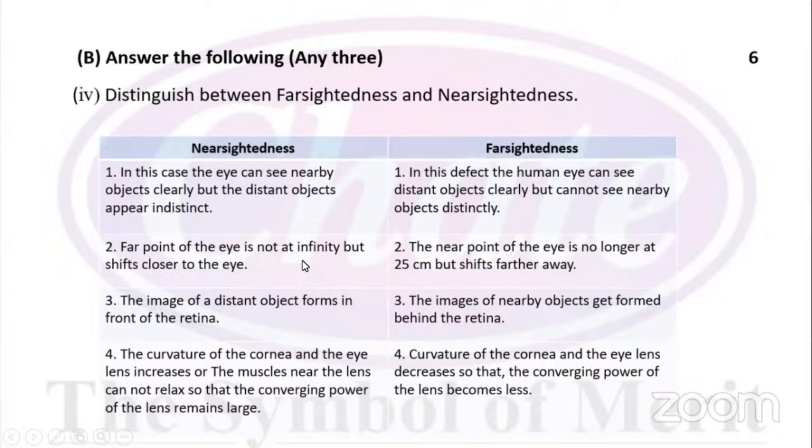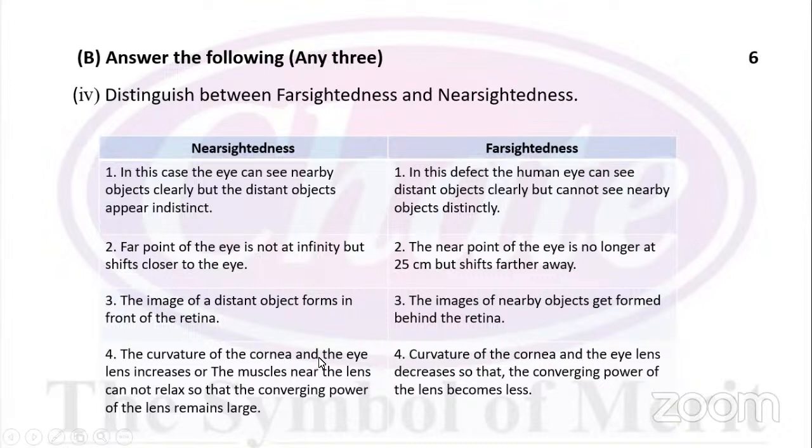Next point: in nearsightedness, the far point of the eye is not infinity, but shifts closer to the eye. And in farsightedness, the near point of the eye is no longer at 25 centimeters, but shifts farther away. The image of a distant object forms in front of the retina, and the image of nearby objects gets formed behind the retina. So that is the difference.